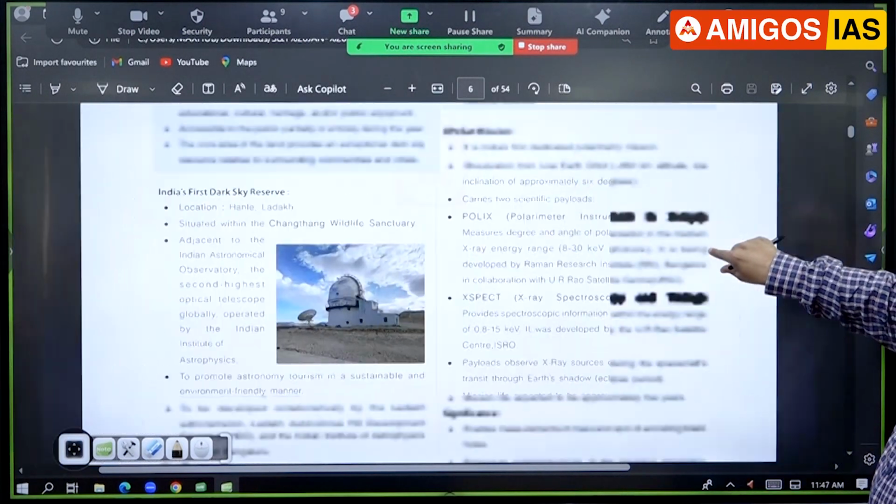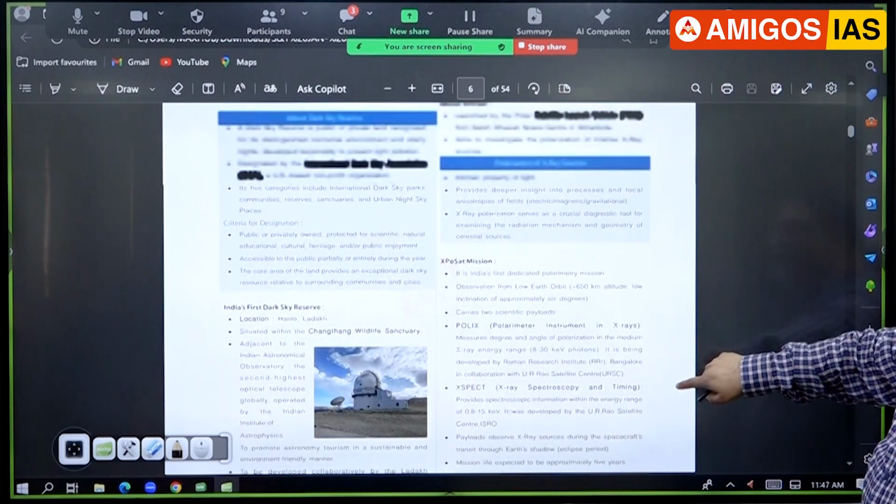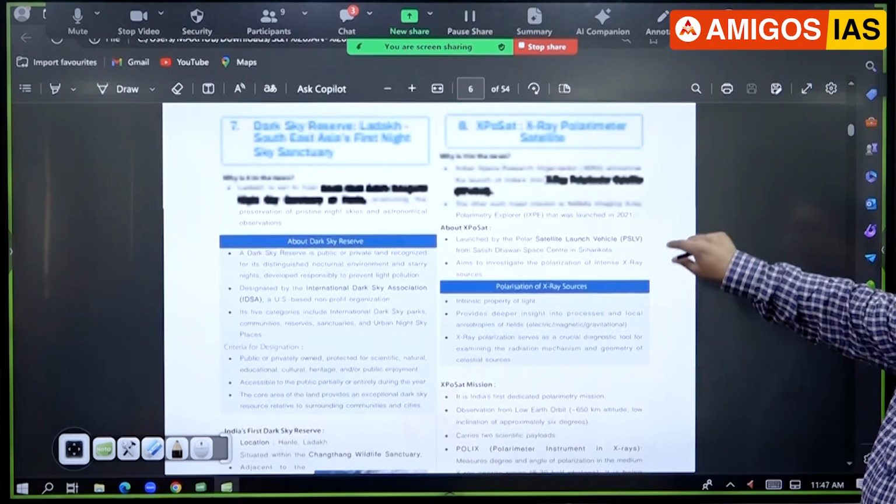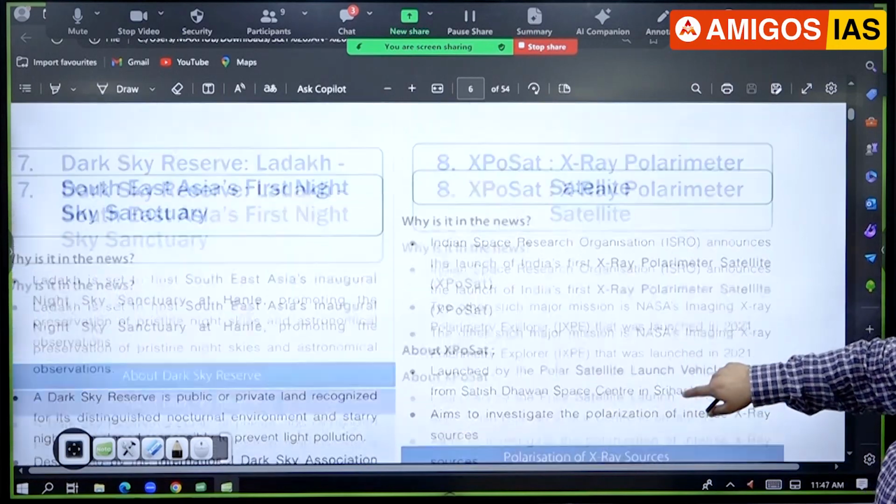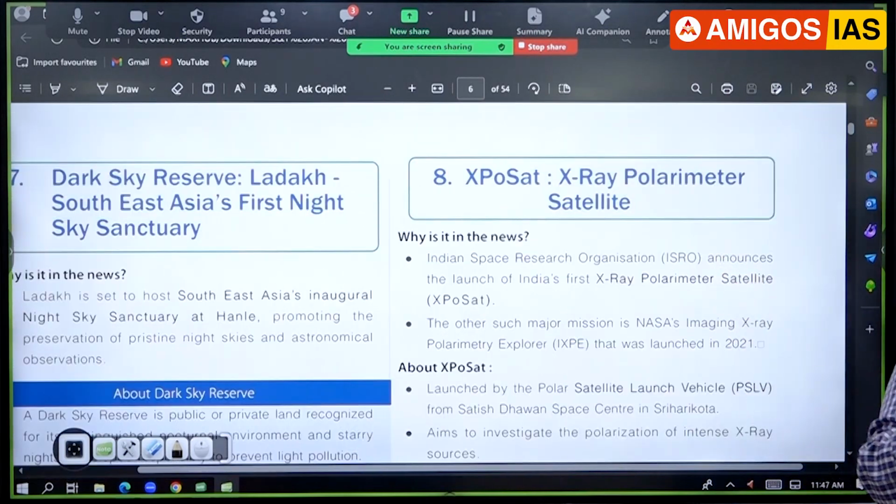Now see here. This we have already covered in the classroom. If you remember, we discussed the XPoSat mission. Last time you remember the X-ray polarimeter satellite launched by India on the 1st of January, the beginning of the year. ISRO successfully launched this one, and it is India's first X-ray polarimeter based satellite. And where have we placed it? Low Earth orbit, 650 kilometers. So XPoSat. And how many instruments does it carry as payload? 2 are there. One is POLIX, and the second is XSPECT.